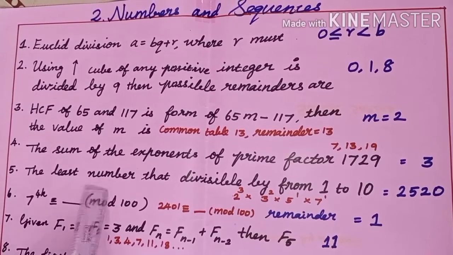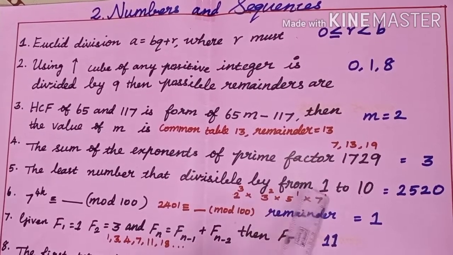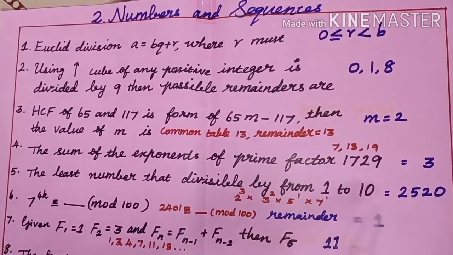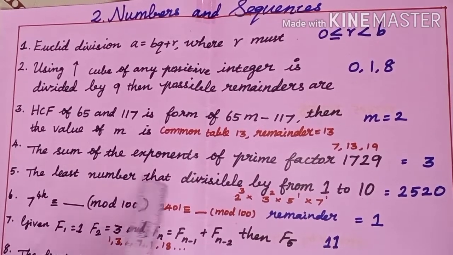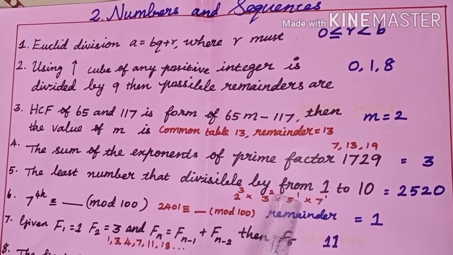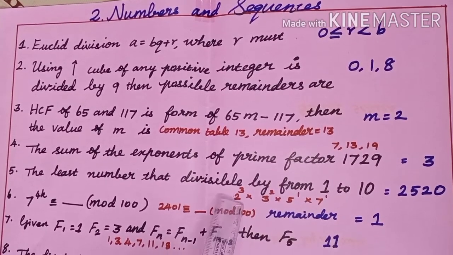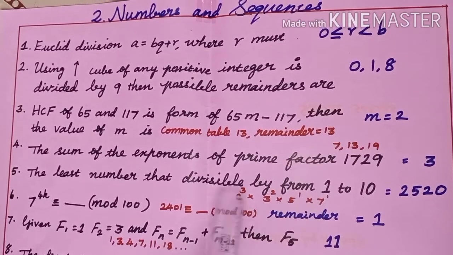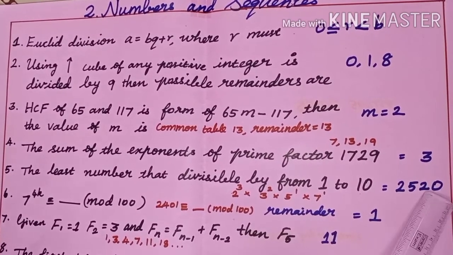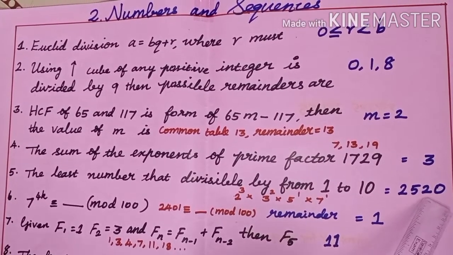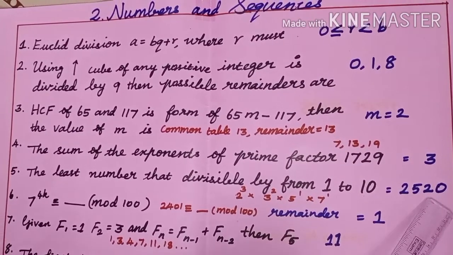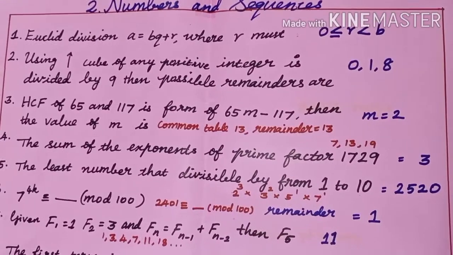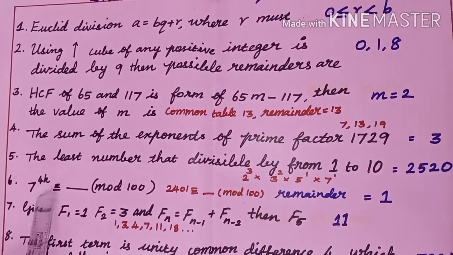Fifth one, the least number divisible by 1 to 10. So what is the LCM being asked? Your LCM is 2 power 3, 3 power 2, 5 power 1, 7. After multiplying you will get 2520. 2520 is your answer.